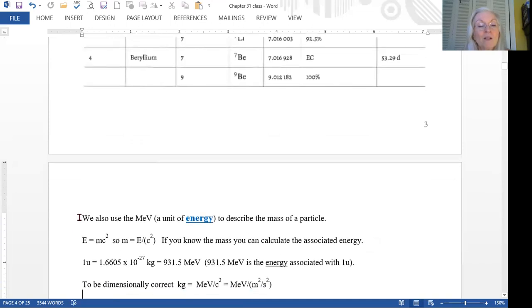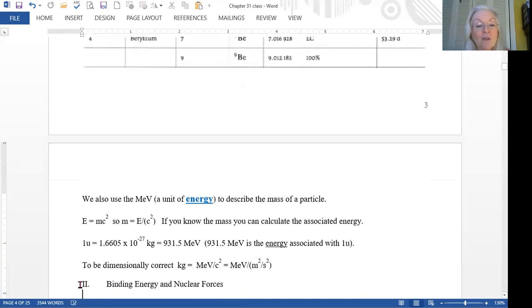We also need to convert masses into MeV, which is a unit of energy. And to do that, we'll multiply our numbers, our unified atomic mass units, by 931.5 MeV to come up with a unit that makes sense for us. And you'll see in the examples how we utilize it.